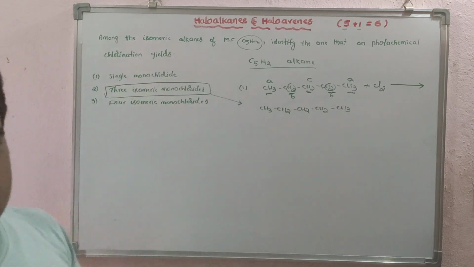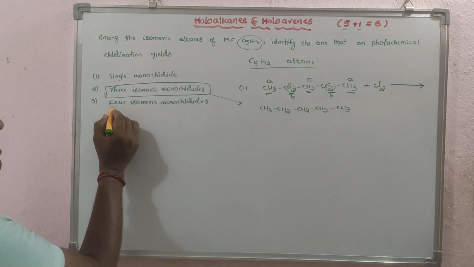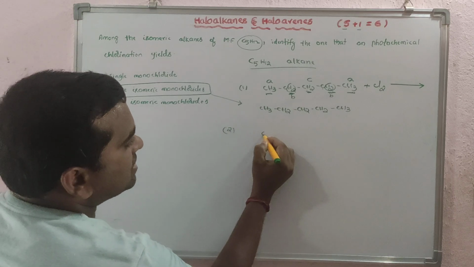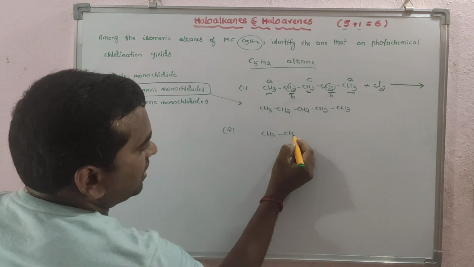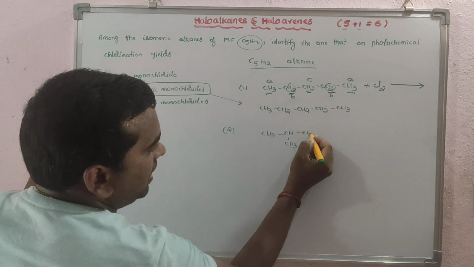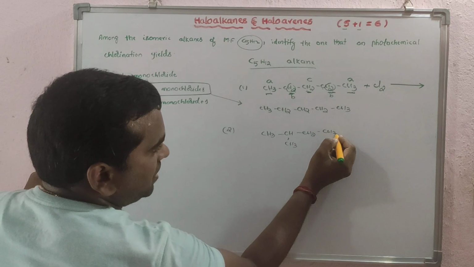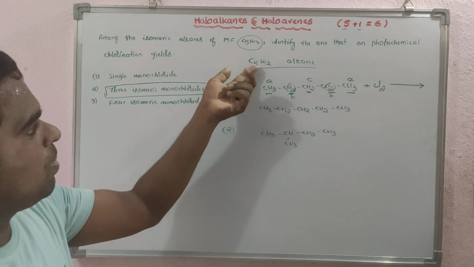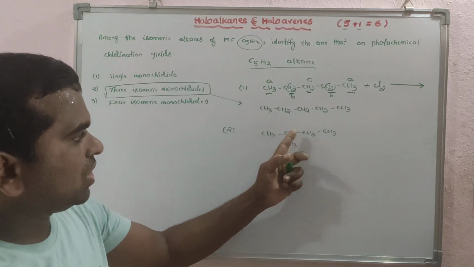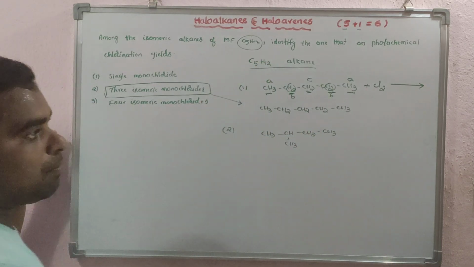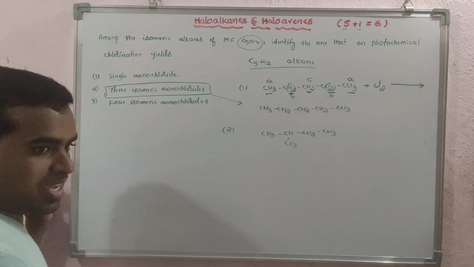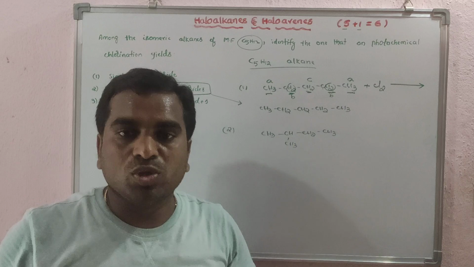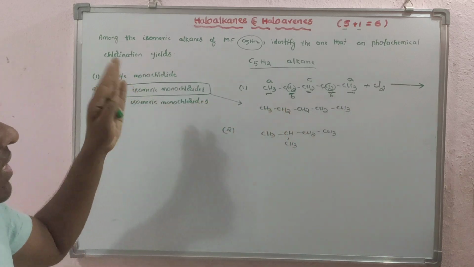Next one, what have they given? 4. Another isomer I will write for the same compound. Shall I write CH3, CH3 and CH2, CH3. This is also an alkane, isomer of C5H12. Now in this compound, how many types of hydrogen atoms are there? You know how many types of hydrogen atoms there are, and that many monochloride products you will get.